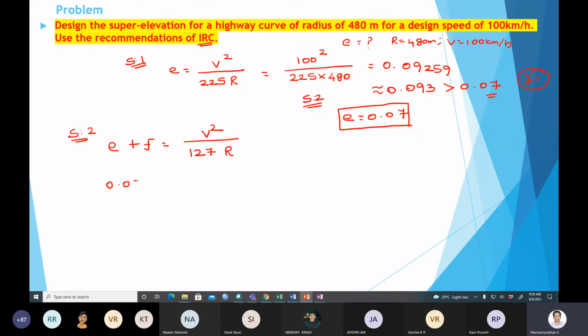E is 0.07 and F we are going to estimate. Then 100 squared divided by 127 into R, where R is 480. So what will be the F value? 100 squared divided by 127 divided by 480. So I am getting the value of 0.16404. So I am just finalizing 0.164 minus 0.07.